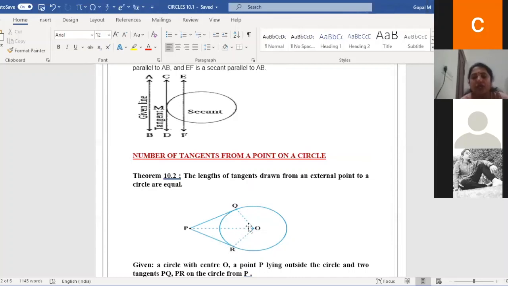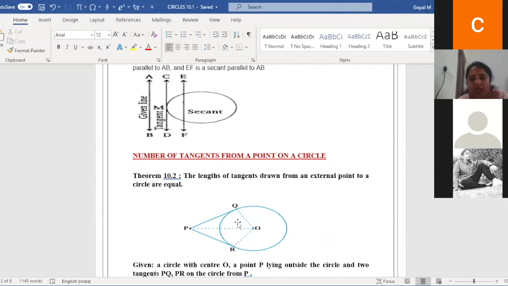So yesterday in the exercise, theorem 10.1, we have learned that the line from the center to the tangent is always perpendicular. So here angle Q and angle R are equal to 90 degrees. Am I clear, children? So from theorem 10.1, I did not mention 10.1, I just gave the heading. From the center to the tangent is always perpendicular. I hope it's clear to everyone, children.